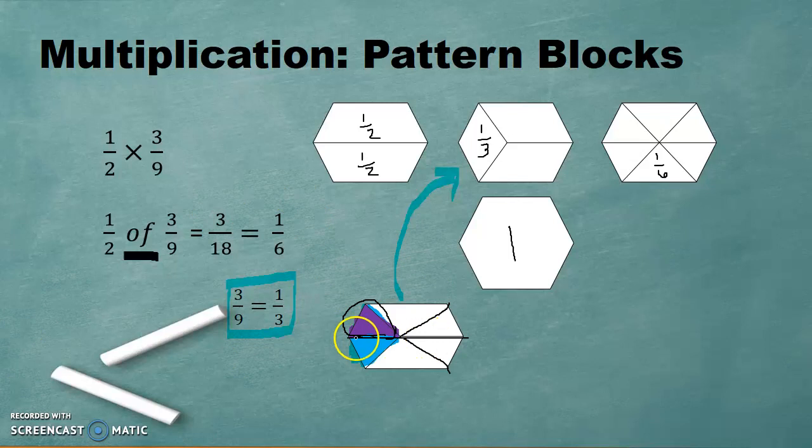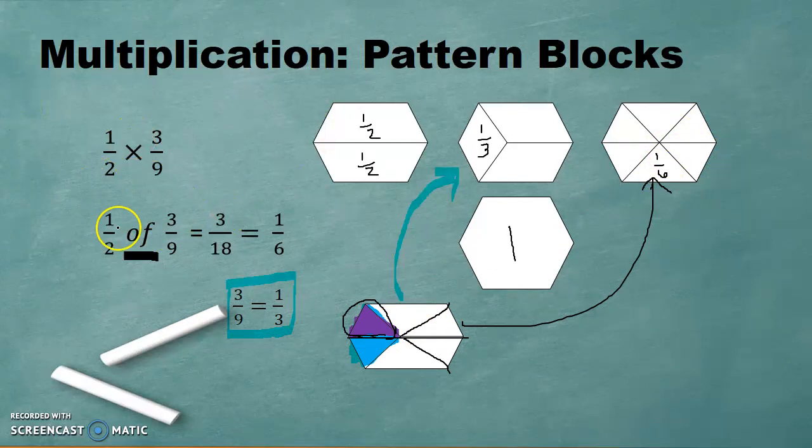Now, if we were to say we have 6 equal parts here, this is 1/6. So this right here is the same as that right there. So 1/2 of 1/3 is equivalent to 1/6.